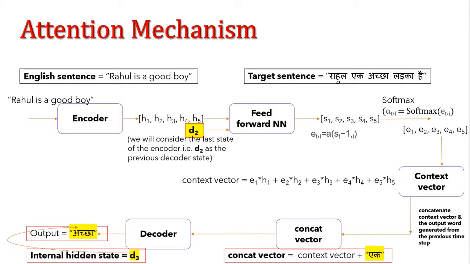In the next iteration D2 will be Ek, and during the time of concatenation we will feed Ek instead of Rahul, and we will get the output Acha and hidden state D3. In the next iteration we will get Ladka as an output and hidden state D4 by the same means, and finally we will get Hai in the last iteration. But this is not it, as Hai will be assigned as hidden state D5 and the same process will get repeated, but once the decoder outputs the end token, then we stop the generation process.